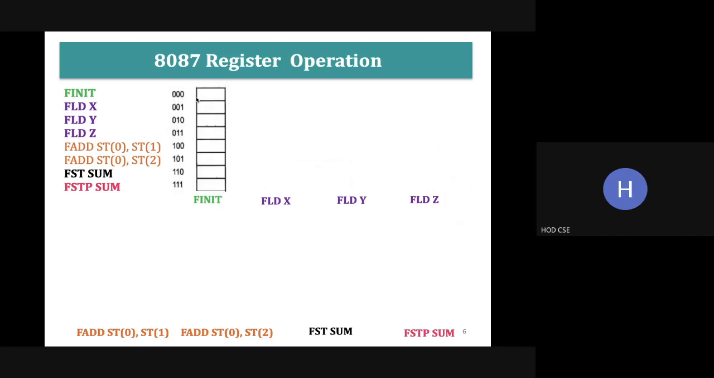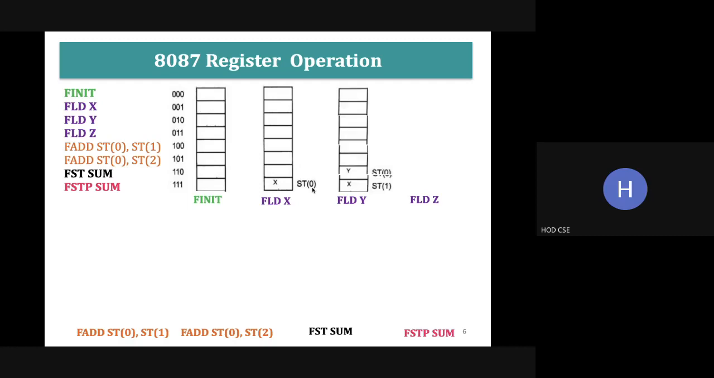Since there are 8 locations, 3 bits can be used to represent these 8 registers. So the minimum value has all the bits 0 and the maximum value has all the bits 1. This is the initial condition. So now the register stack is empty. Next, we are loading the data into the stack. See, X is loaded into the stack and the top of the stack is ST of 0.